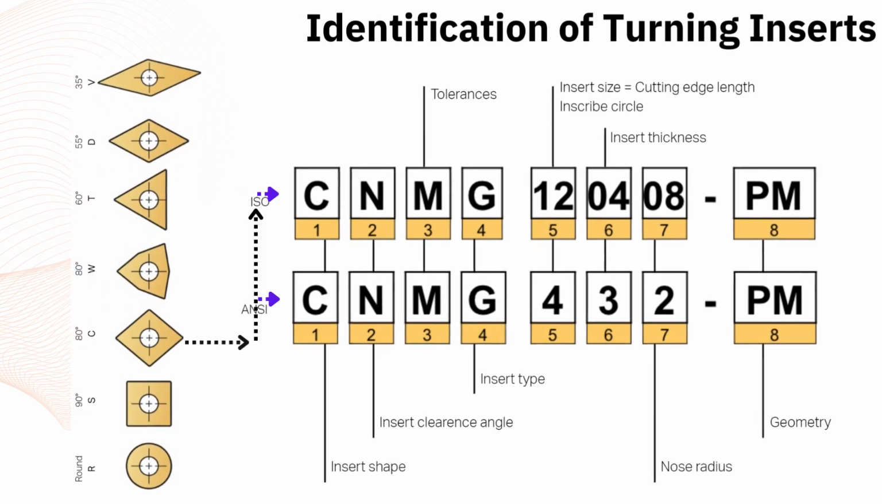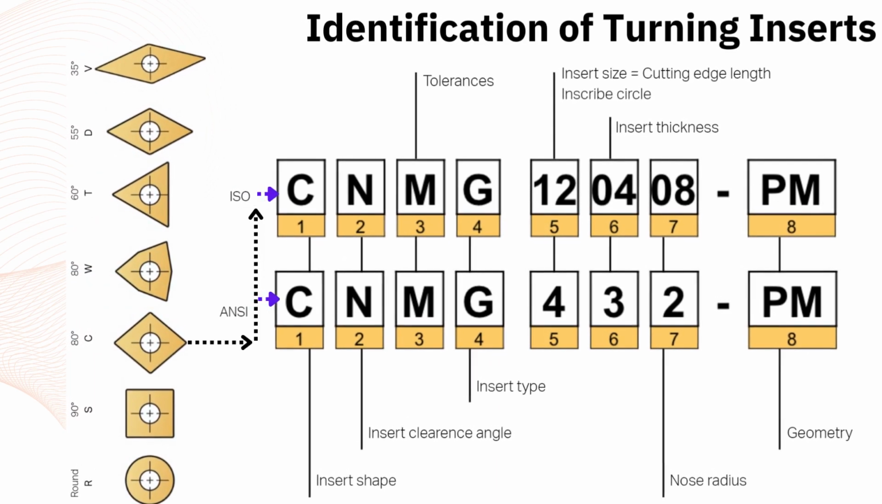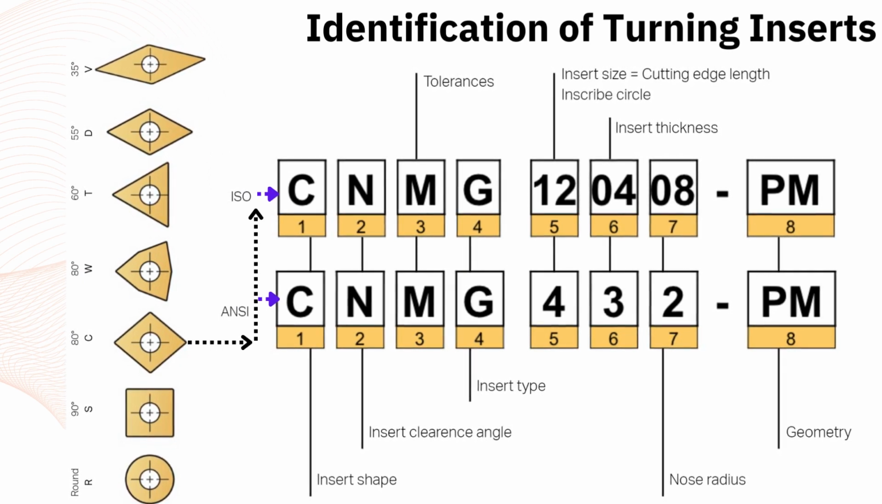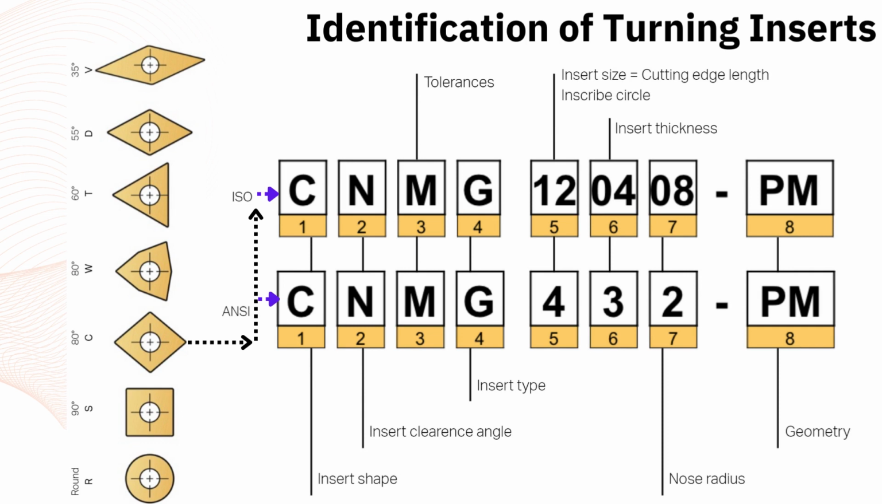A turning insert coded according to ANSI and ISO norms is given on the screen and can be seen as coding for a C-shaped insert. The 12, 04, and 08 codings indicate that the cutting edge is 12 mm, the insert thickness is 4.76 mm, and the insert radius is 0.8 mm. The PM is the manufacturer's option. Here, P represents the steel material and M represents the mid-level cutting conditions for machining.